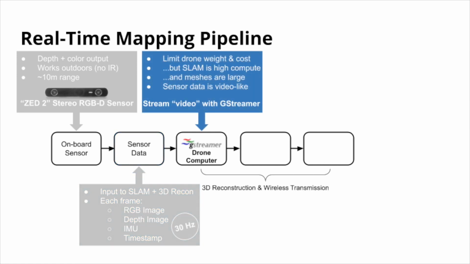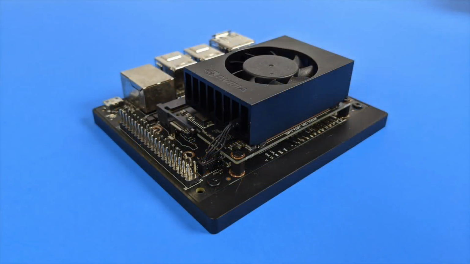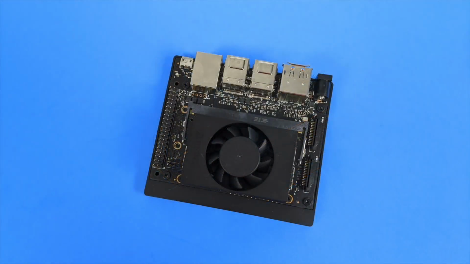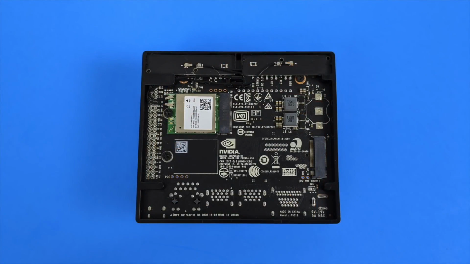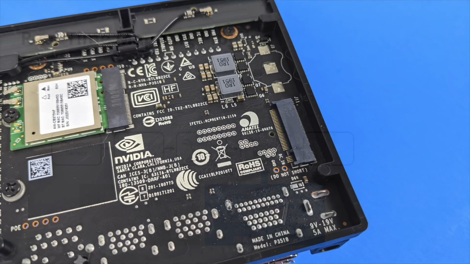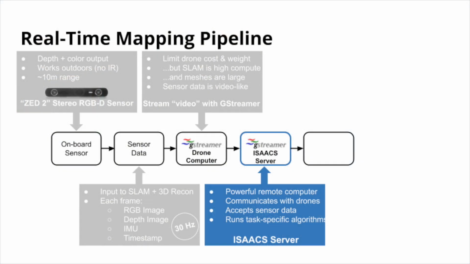Next, we stream all of that data from our onboard drone computer. We ultimately choose to use GStreamer for our streaming, but currently we're using the Z API. We are using the Jetson NX as the on-drone computer, which is very lightweight, which is a reasonable cost, and worked very well for our purposes. We're streaming this data to a very powerful server which is on site, and we're going to be using this server to run our 3D reconstruction algorithm.